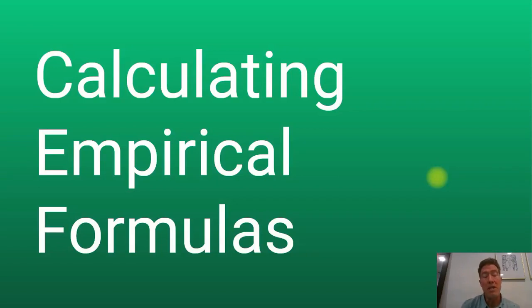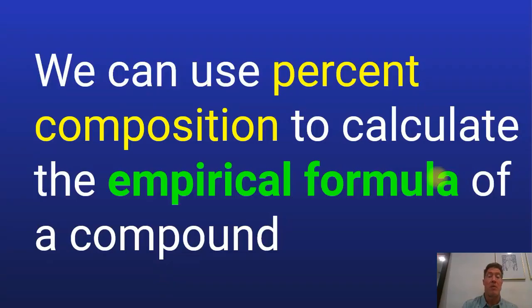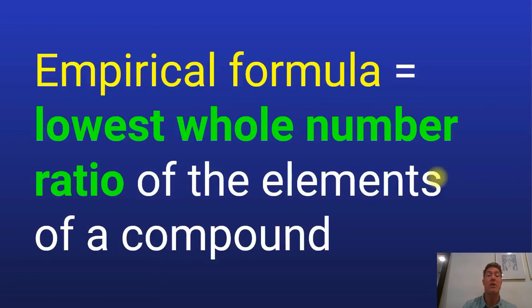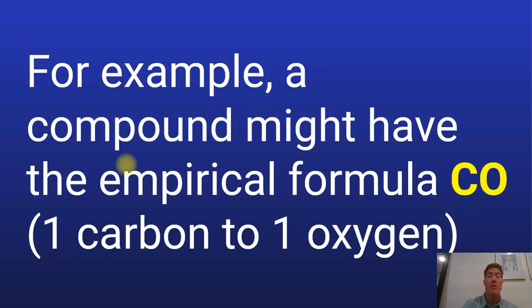We can also use percent composition to calculate empirical formulas. All right, what on earth is an empirical formula? Well, it's the lowest whole number ratio of the elements of a compound. Remember, empirical formula: lowest whole number ratio of the elements. So if we know a compound is built out of carbon and oxygen, we're going to find the lowest whole number ratio of carbon to oxygen. And the lowest here might just be 1 to 1, 1 carbon to 1 oxygen.